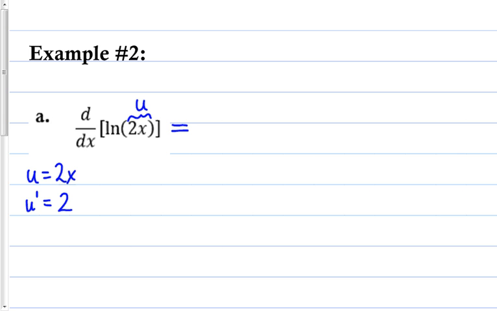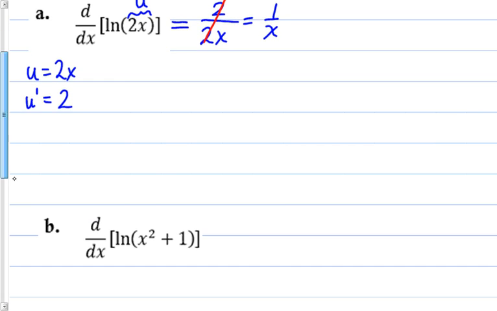My derivative is going to be u prime over u. So the derivative of u over u. And that's my derivative. And of course, I can simplify that because the 2's cancel out. And voila, it is 1 over x. That's simplified.